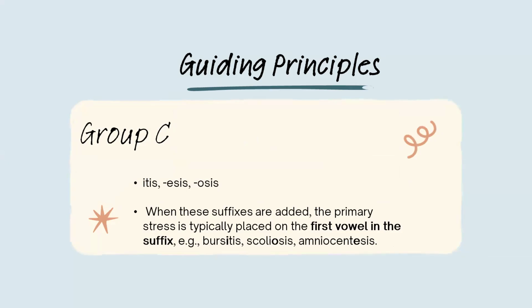In the third group, if the root words or the medical terminology end with suffixes like -itis, -isis, or -osis, the stress is basically placed on the first vowel in the suffix, like bursitis, scoliosis, and amniocentesis.